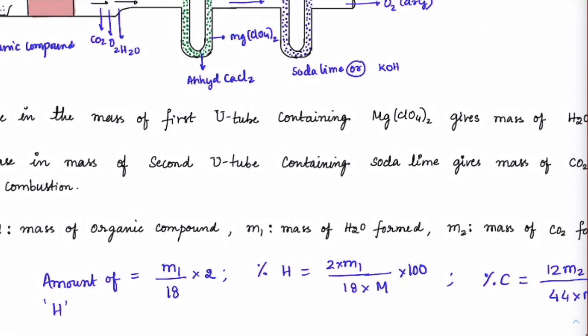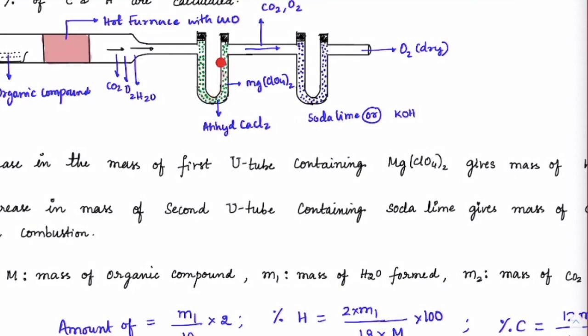See here, water got absorbed, which means mass has increased. Suppose the original mass was m naught, now the mass is m naught dash. So the difference of this is what we are writing as m1, and the difference here we are writing as m2. I hope that point is clear.